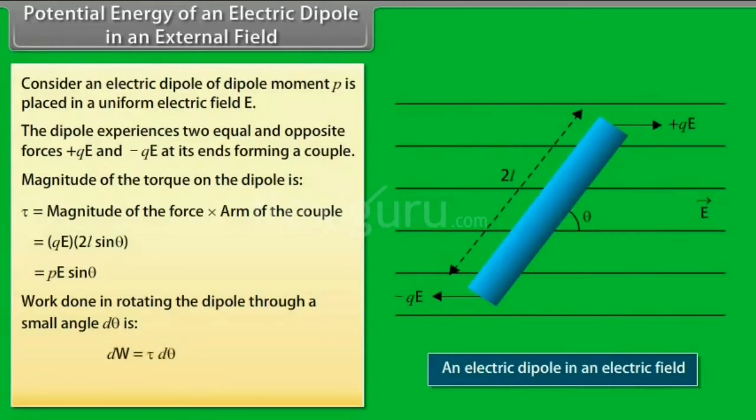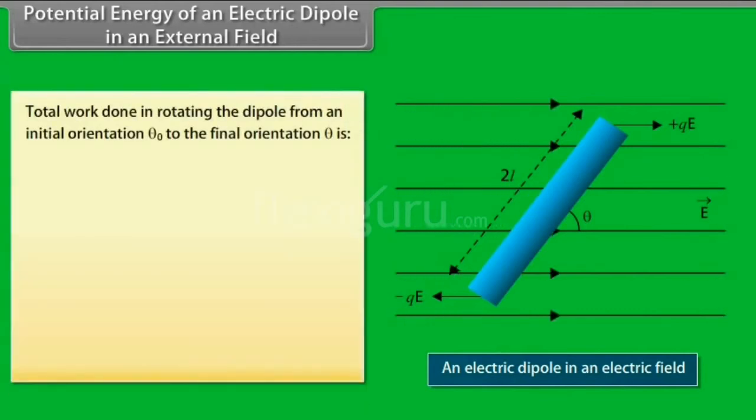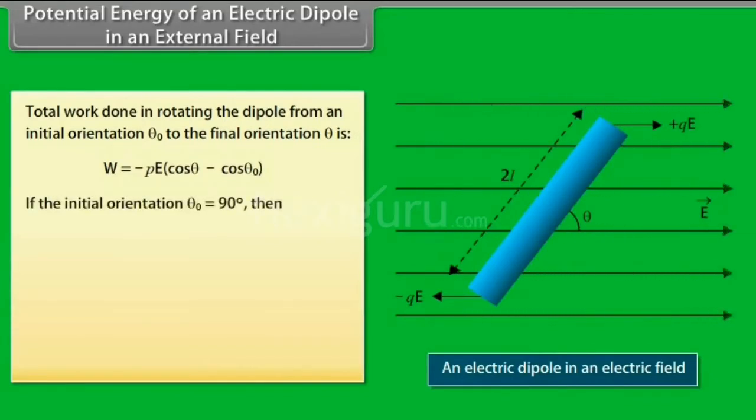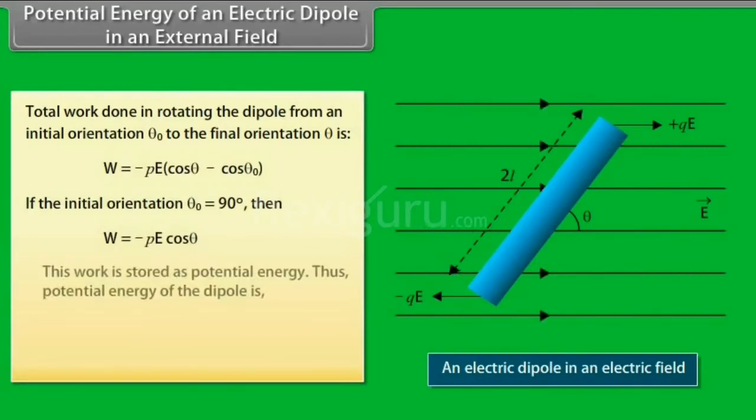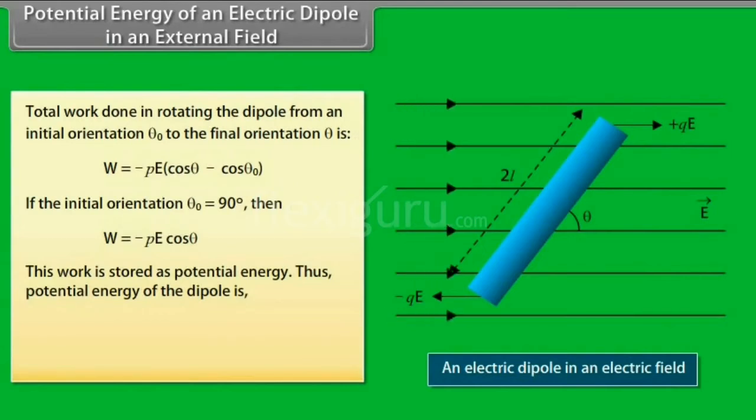Work done in rotating the dipole through a small angle d theta: dW is equal to tau into d theta. The total work done in rotating the dipole from initial orientation theta naught to the final orientation theta is W equal to minus PE cos theta minus PE cos theta naught. If the initial orientation theta naught is 90 degrees, then work done is equal to minus PE cos theta. According to the dot product, this work done is stored as potential energy. Thus, potential energy of the dipole is U equal to minus PE cos theta.